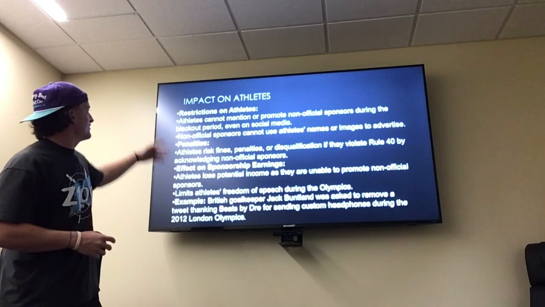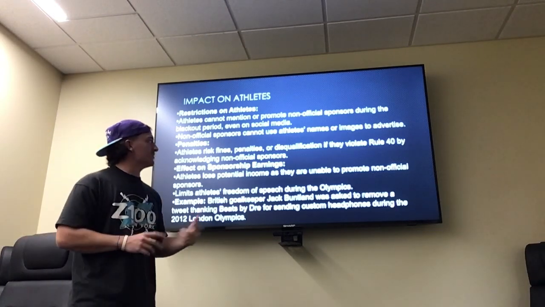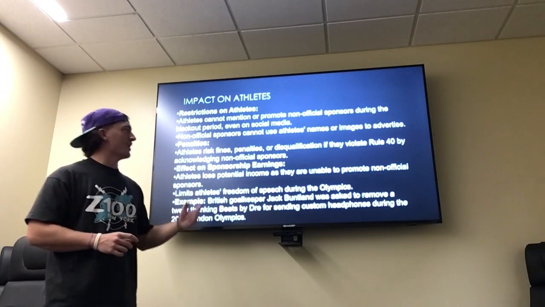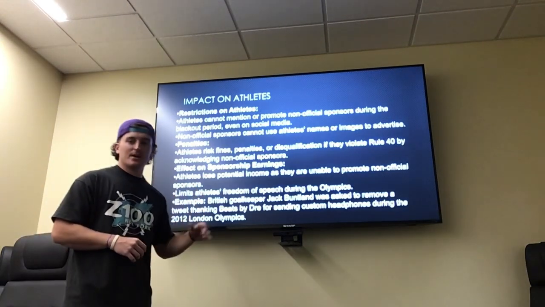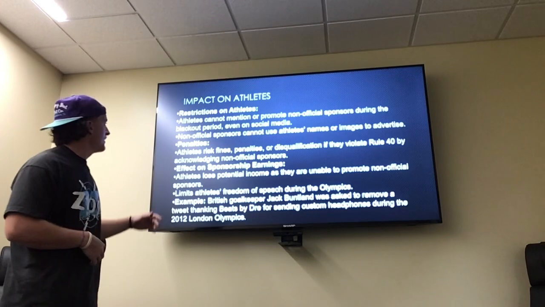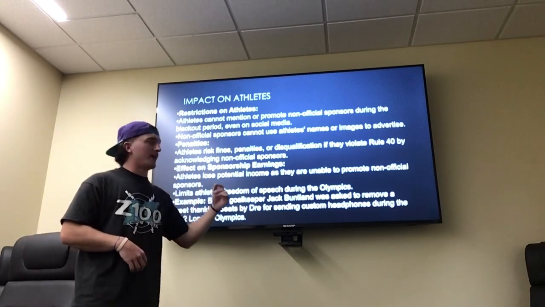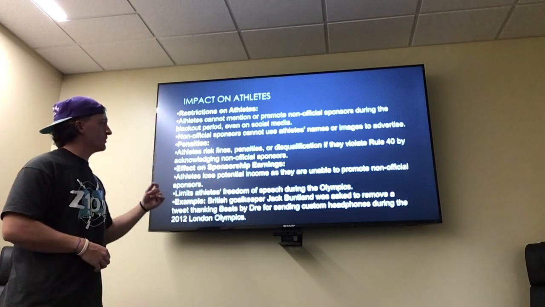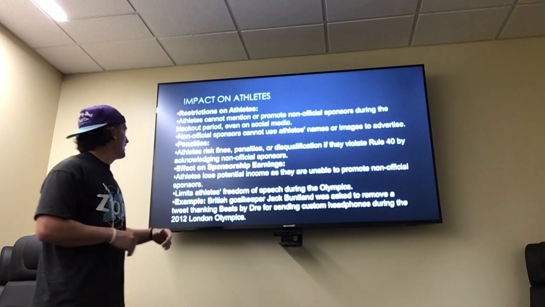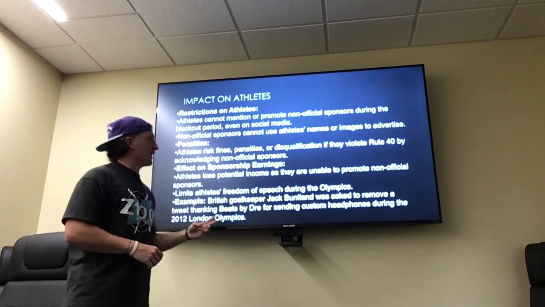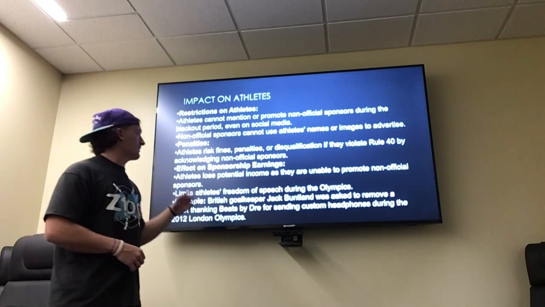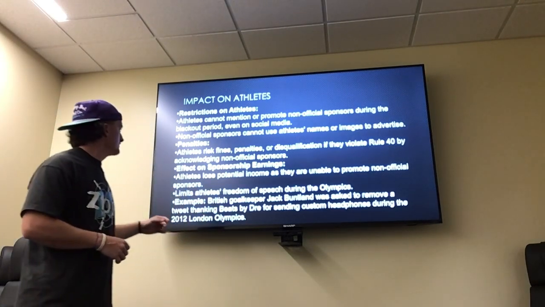Impact on athletes. Regarding the restrictions, athletes cannot mention or promote non-official sponsors during the Olympic Games or the blackout period, not even on social media. Non-official sponsors cannot use athletes' names or images to advertise at all. The penalties can include fines or disqualification if athletes violate Rule 40 by acknowledging non-official sponsors.